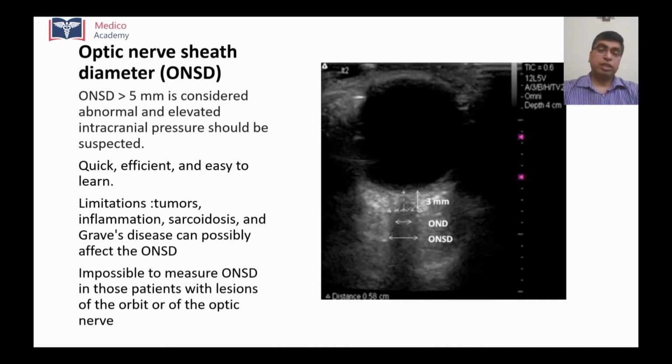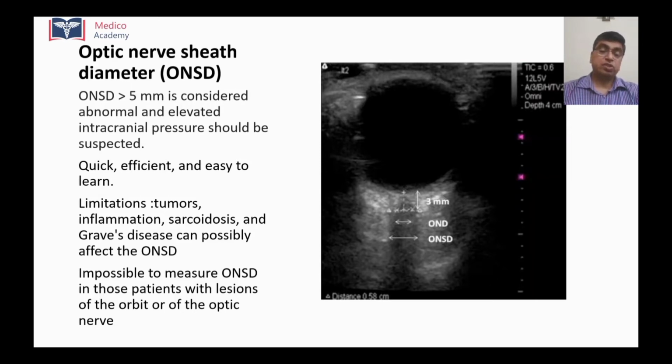Another non-invasive method to measure intracranial pressure is optic nerve sheath diameter. Normal optic nerve sheath diameter is less than or equal to 3 mm. When it is more than 5 mm, we consider that the intracranial pressure is raised. It's again a quick, efficient surrogate marker of intracranial hypertension. It does not give us the exact value of intracranial pressure.